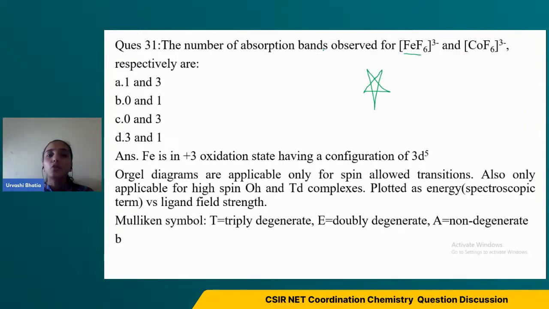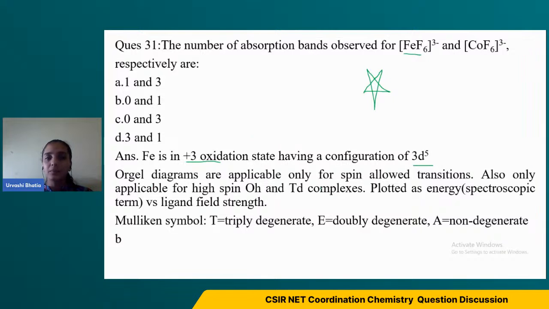The number of absorption bands observed for FeF6 3- and CoF6 3- respectively are? Okay. So iron is in the +3 oxidation state, you can see it, Fe3+. So it has 4s2 3d6, 3 electrons have been removed. We get a configuration of 3d5. Okay, this is just a brief I've given to understand this question.